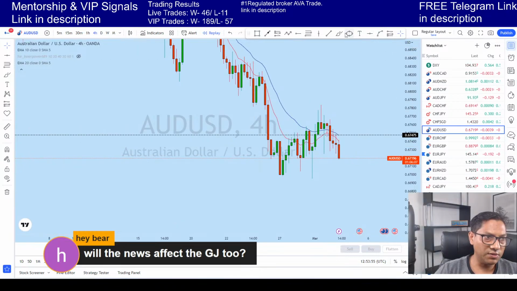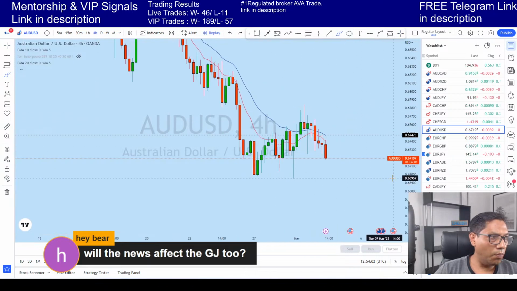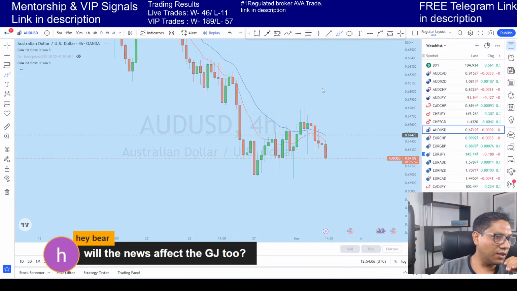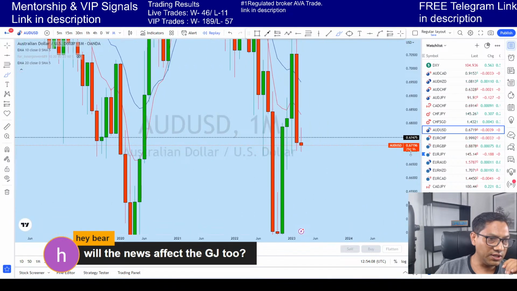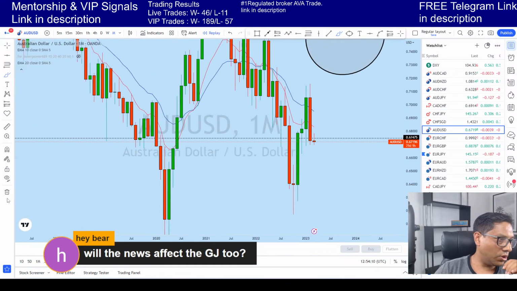You see that multiple times liquidity grab. There's one here, there's one here, and then AUD USD started to drop. Now if I look at monthly on AUD USD, guys, what I see that, let's look at the bigger picture.